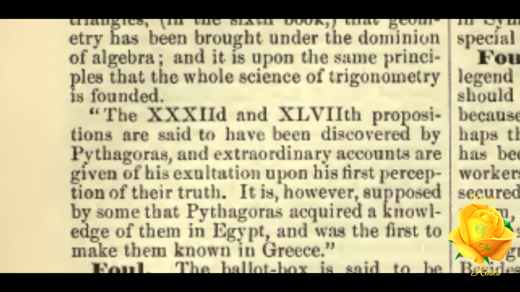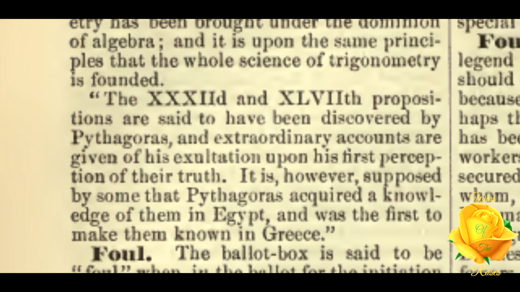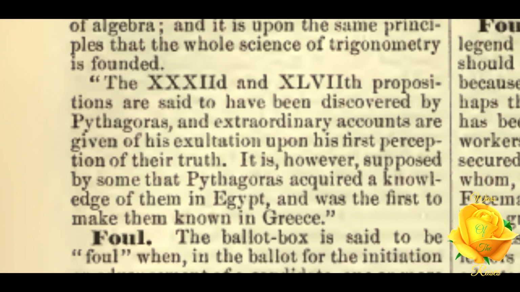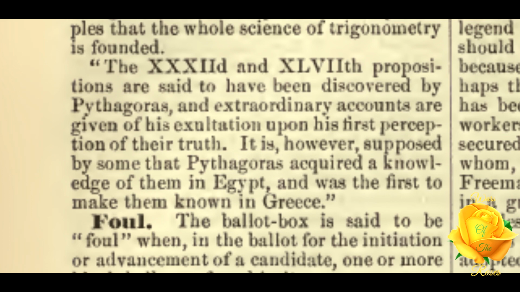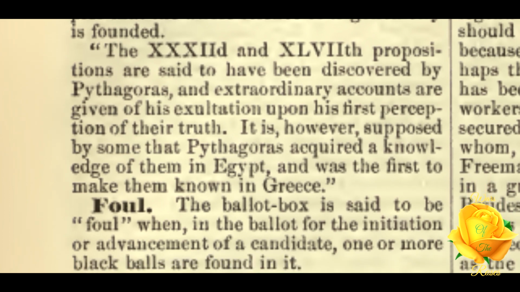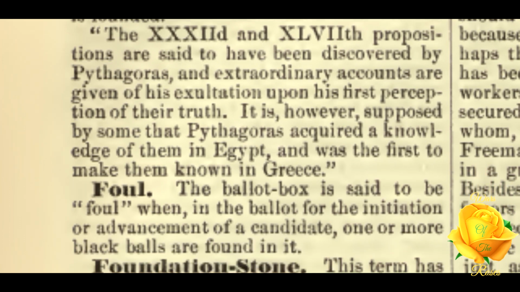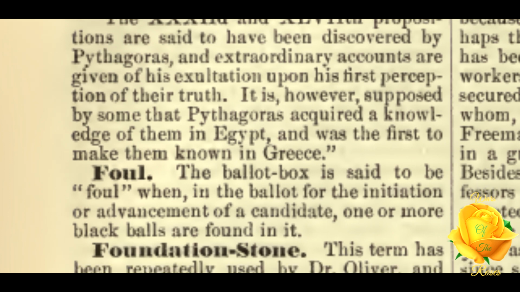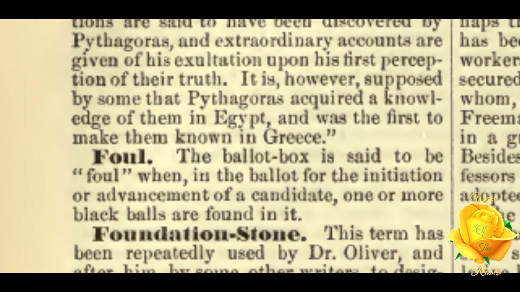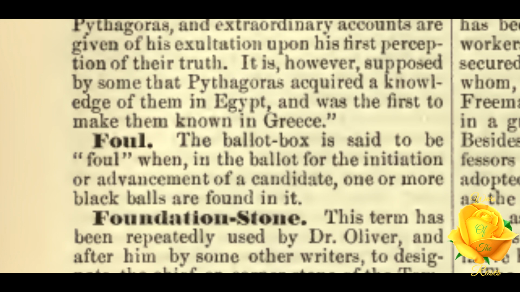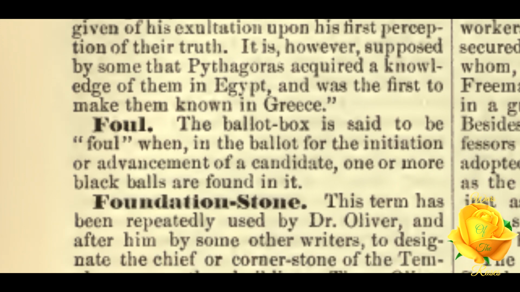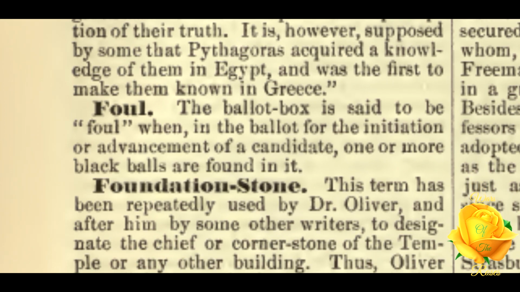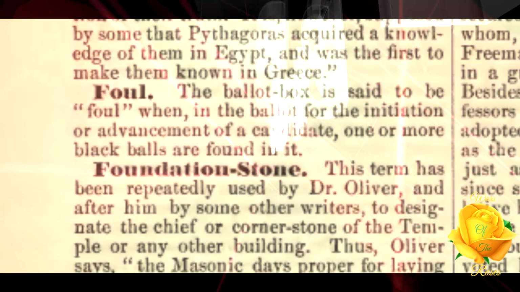The 32nd and 47th propositions are said to have been discovered by Pythagoras, and extraordinary accounts are given of his exaltation upon his first perception of their truth. It is, however, supposed by some that Pythagoras acquired a knowledge of them in Egypt, and was the first to make them known in Greece.